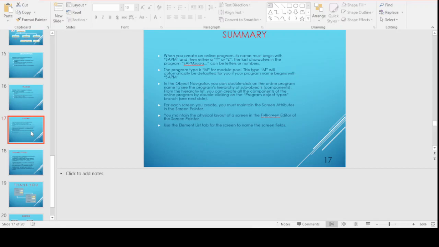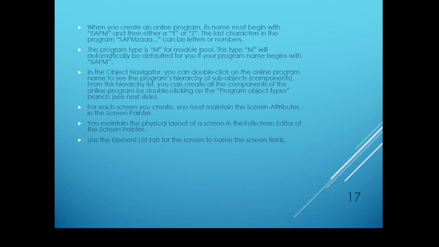In summary, if we summarize all of our learning, we will know that the main program name should start with SAPM followed by Y or Z, and then our program name. The program type is M for module pool. This type M will automatically be the default for you if your program name begins with SAPM. In the object navigator, you can double click on the online program name to see the program's hierarchy of sub-object components. From this hierarchy list, you can create all the components of the online program by double clicking on the program object types.